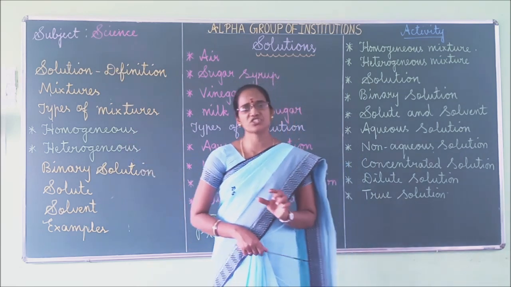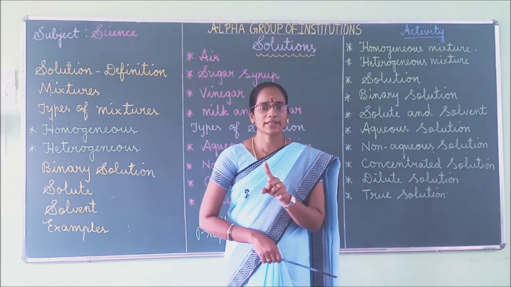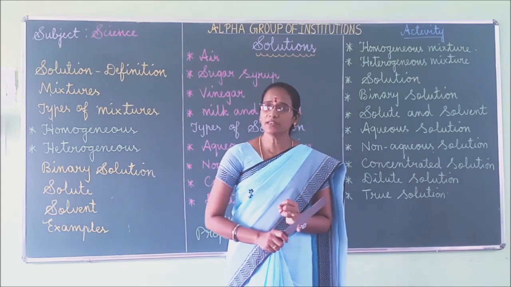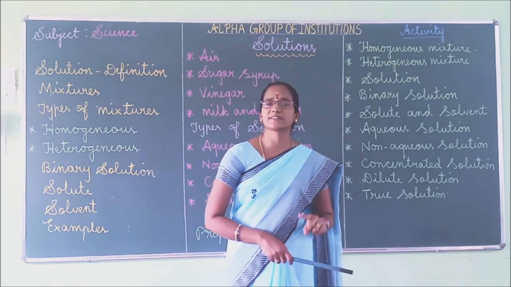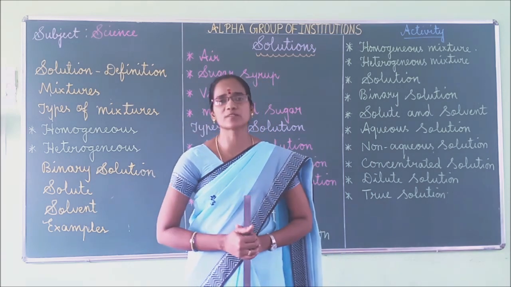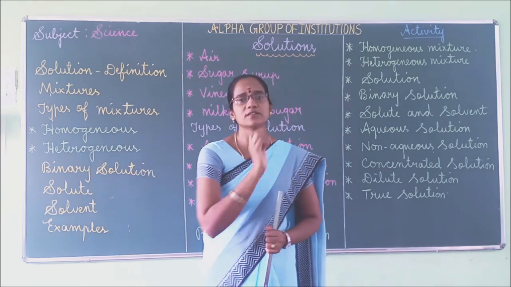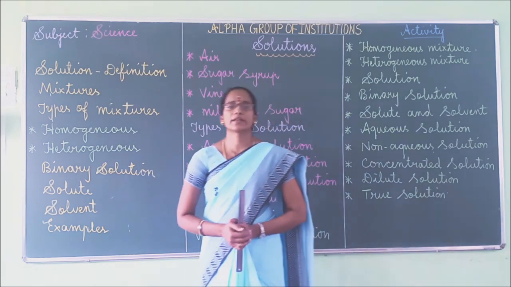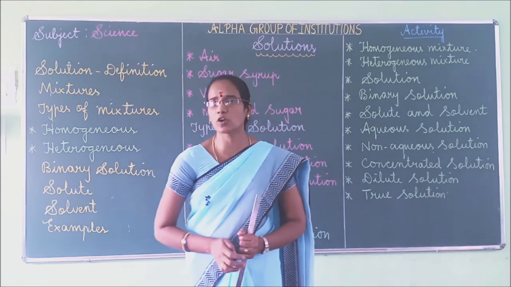So, in salt solution, salt is the solute, whereas water is the solvent. Whereas in sugar solution, sugar is present in smaller amount, hence sugar is the solute, and water is present in larger amount, so water is the solvent. Got it, children? Now you know the difference between solute and solvent.